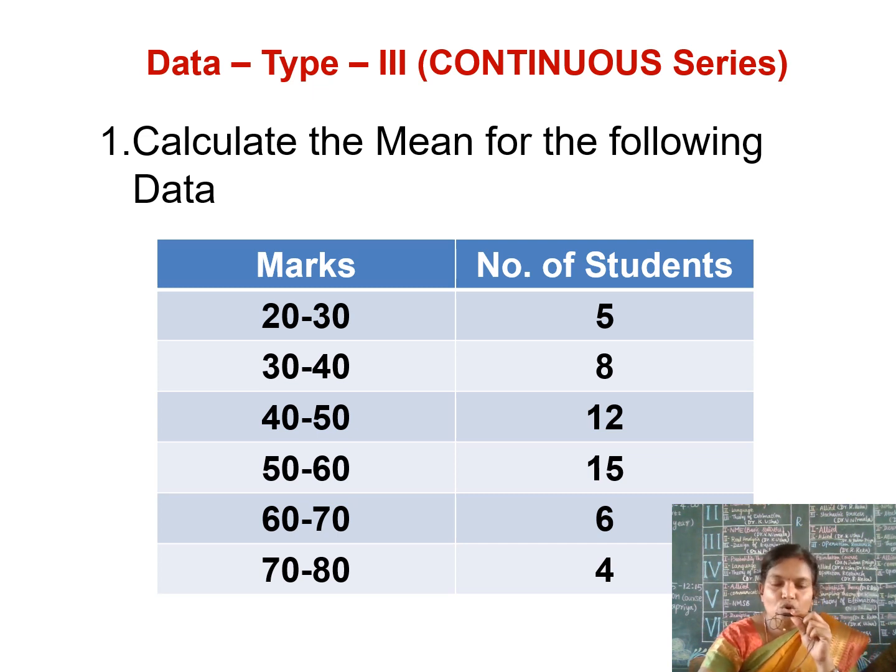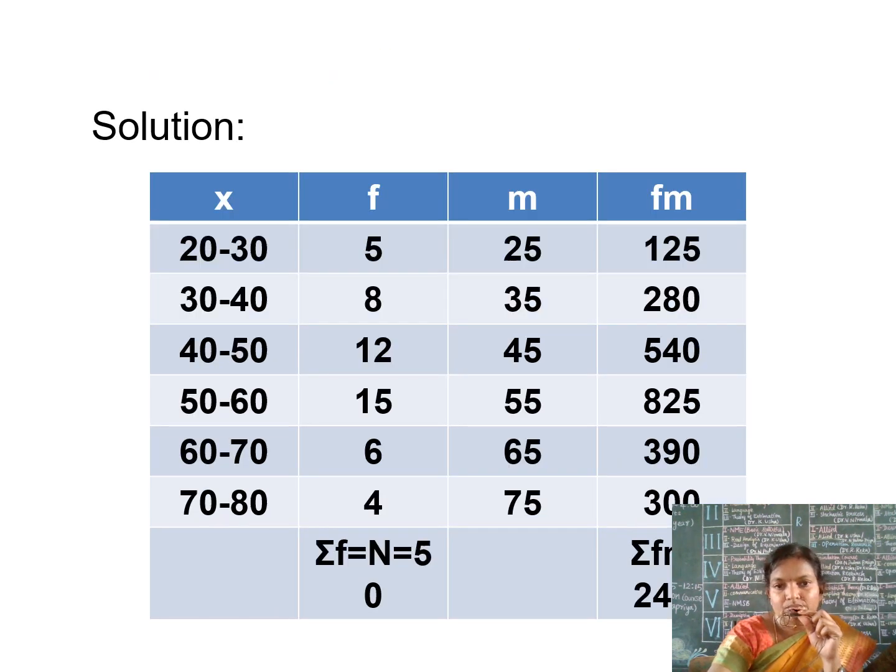Now we will see how to calculate the arithmetic mean for continuous series, the continuous type of data. Continuous type of data always has class intervals. In our question, they will not mention what type of data is given. Based on the information, we must know what type of values are there and which formula is applicable. Here the class intervals are there, so it is a continuous series. The continuous series formula is x bar equals summation fm by n. Now we'll see the solution part.